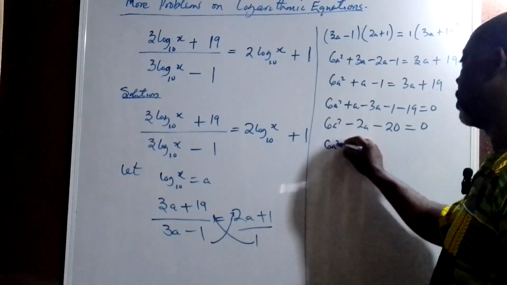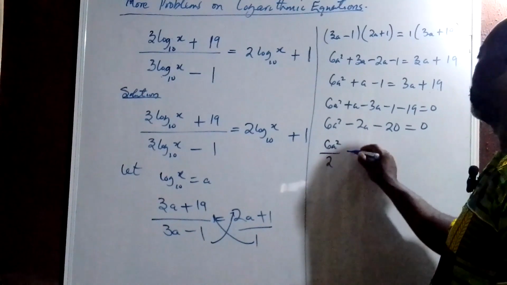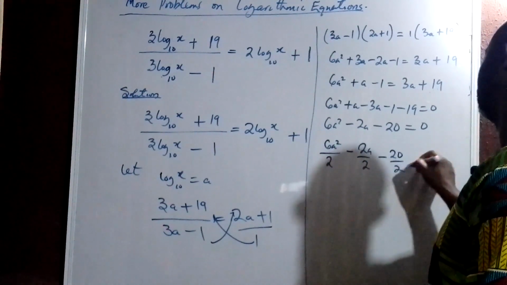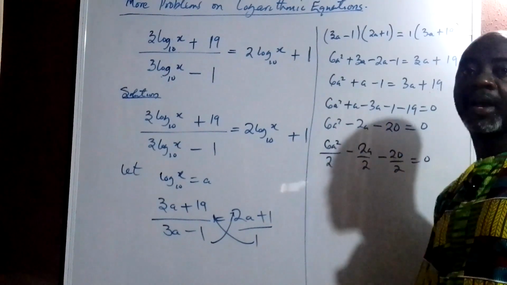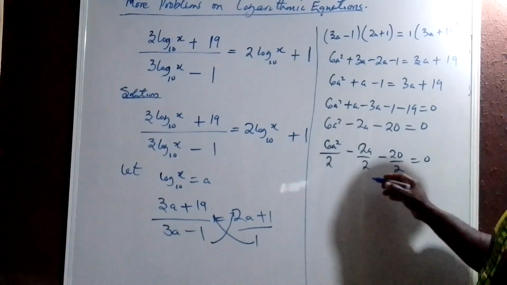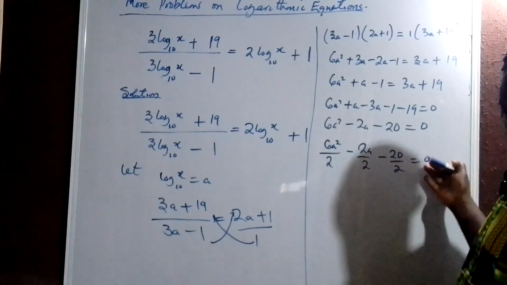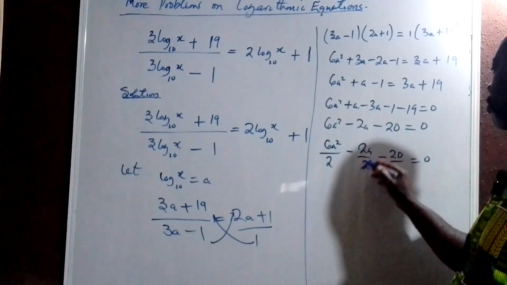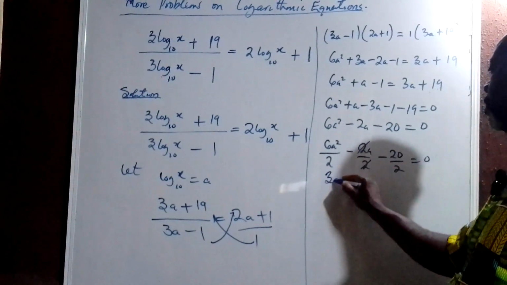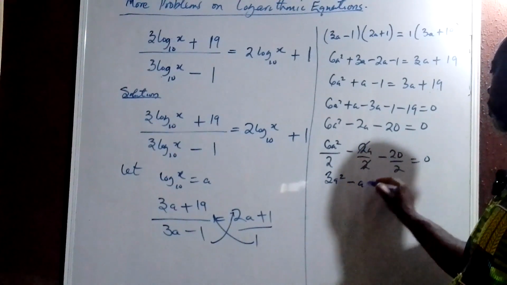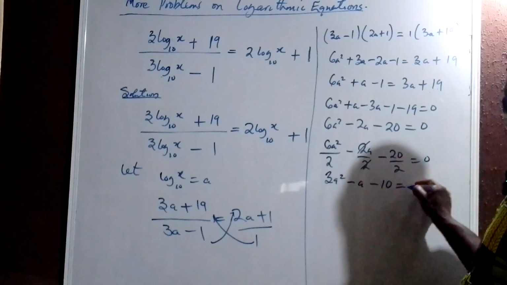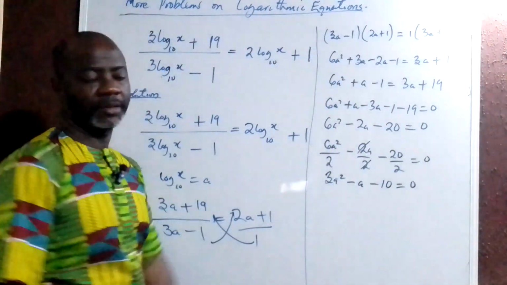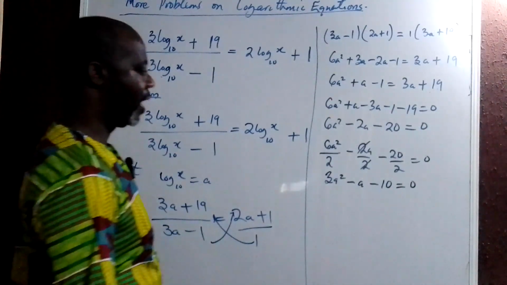So we have 6a squared over 2 minus 2a over 2 minus 20 over 2 equal to 0. Of course, anything we divide 0 by, the result is always 0. Okay, so we have this. So this is 3a squared minus a minus 10 equal to 0. So once we come to this, we can simply factorize.